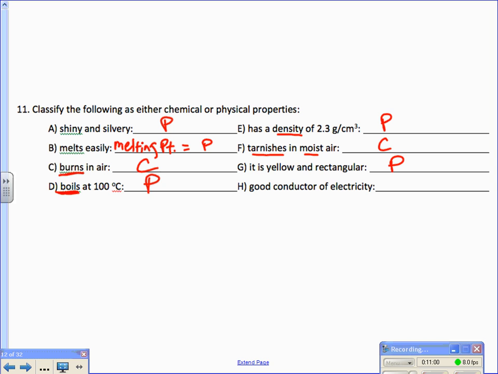Good conductor of electricity is also a physical property because we're talking about how easily it gives up its electrons. You haven't changed the molecule or the element into anything different. You've simply moved some of its electrons around. It's the protons, remember, that define an element.